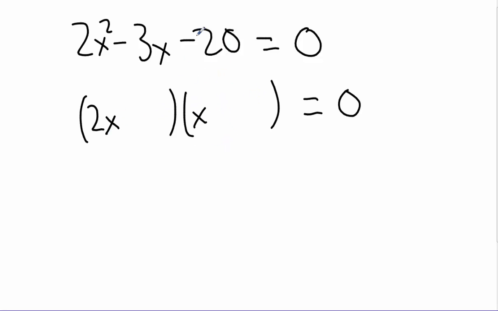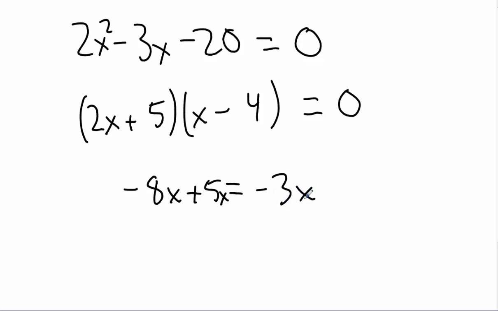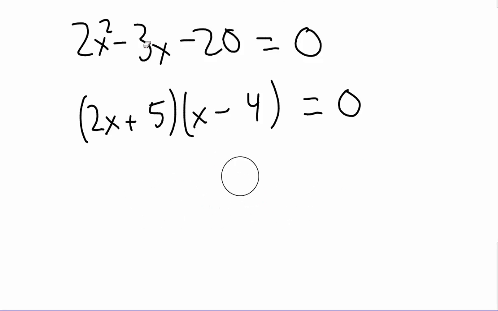Now the two terms going here are going to have to multiply to negative 20. Since the product is negative, we know that one of them is going to be negative. And let's say that we do minus 4 and plus 5, just so we can see if this works. 2x times x is 2x squared. 5 times negative 4 is negative 20. 2x times negative 4 is negative 8x. 5 times x is 5x, for a total of negative 3x, which is exactly what we wanted. Okay, so we know that this is the right factoring form of 2x squared minus 3x minus 20.